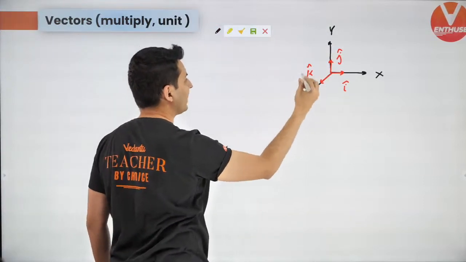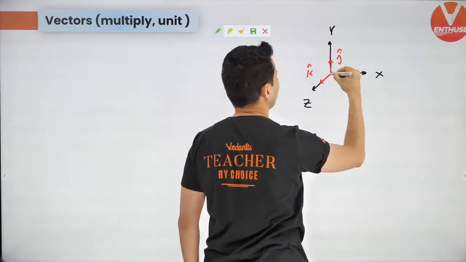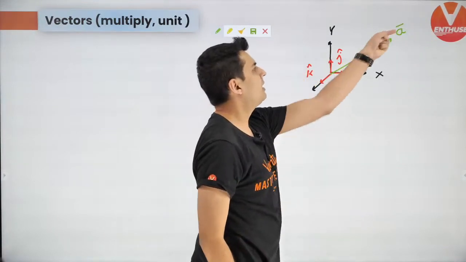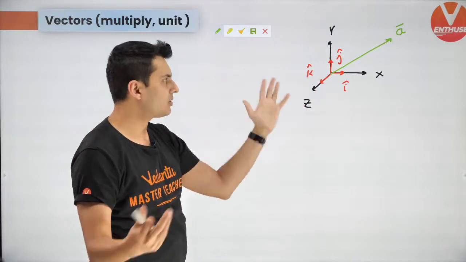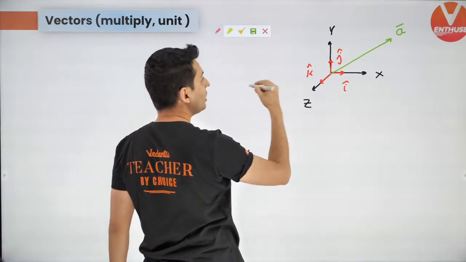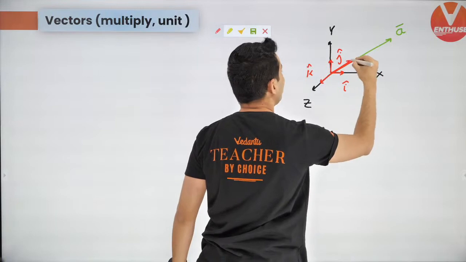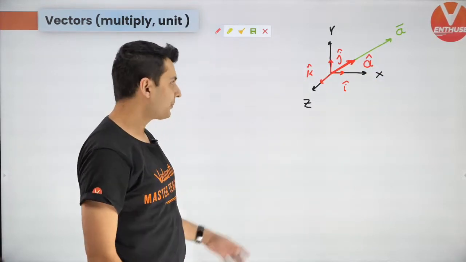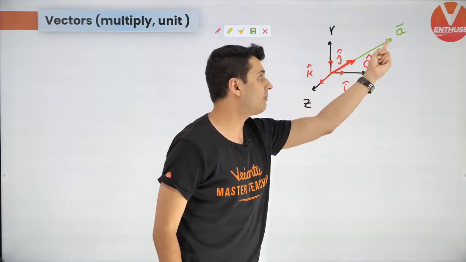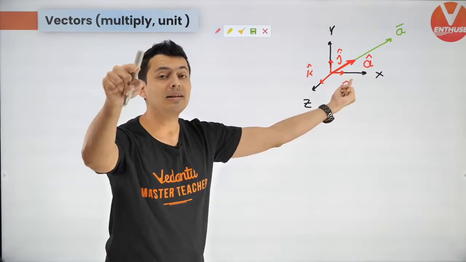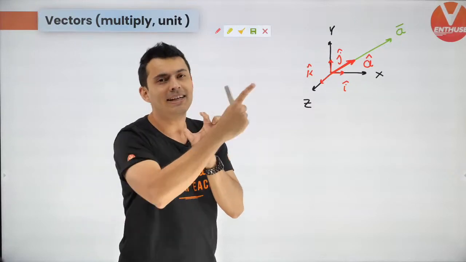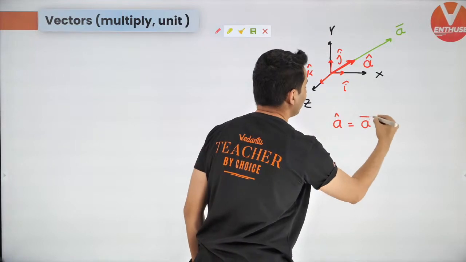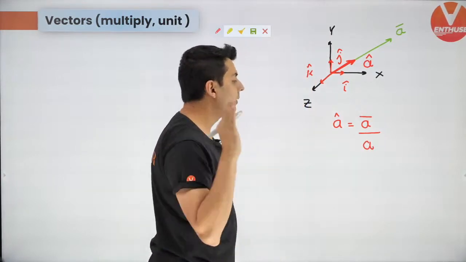If there is some random vector a in some 3D space or 2D space, then the unit vector in the direction of a is represented as a hat. What is the unit vector in the direction of a represented as? A hat. So what does it mean? It's one unit in that direction. So what is the formula for a hat? That is vector a divided by the magnitude of a.